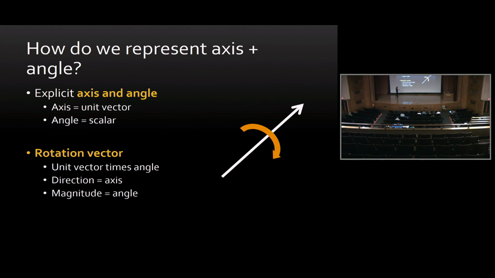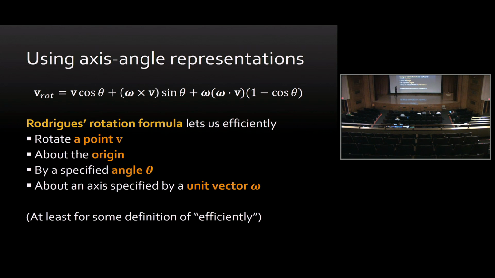And so the axis can be a unit vector of the angle from the scalar. The rotation vector, we use a rotation vector representation. You just have the unit vector for the axis you're rotating around times whatever your angle is, yay.